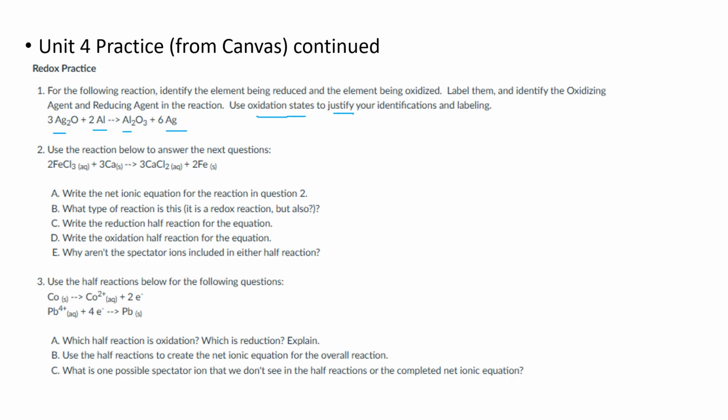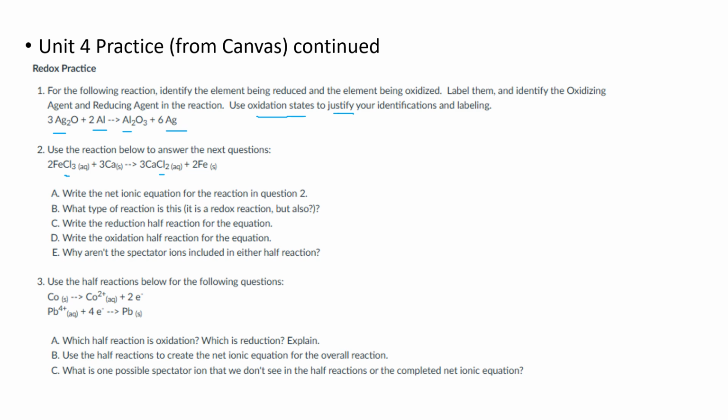Number 2, use the reaction below to answer the next questions. We've got iron chloride, calcium, calcium chloride, iron. Write the net ionic equation for the reaction in question number 2. If we look at this equation as it's written, the only thing that is aqueous on both sides is our chloride. So the chloride is going to be our spectator. When we write the net ionic equation, we have to make sure that it's balanced. So you should have 2 Fe3+ plus 3 calciums, no charge, gives you 3 Ca2+ and 2 Fe, no charge.